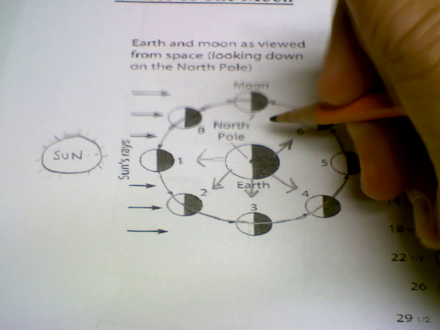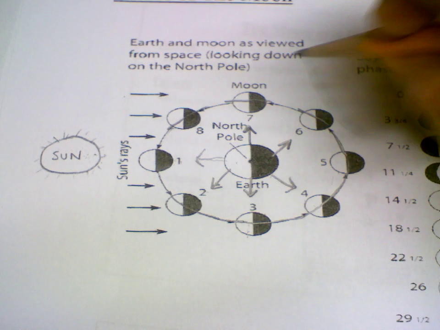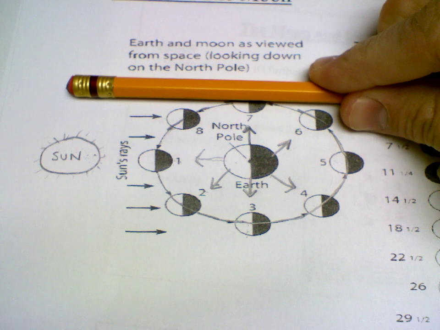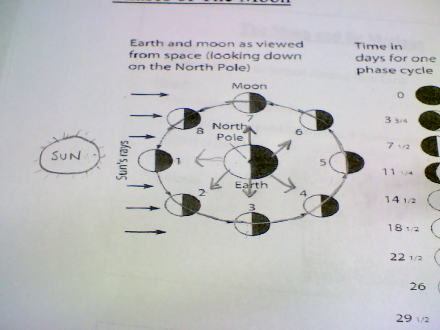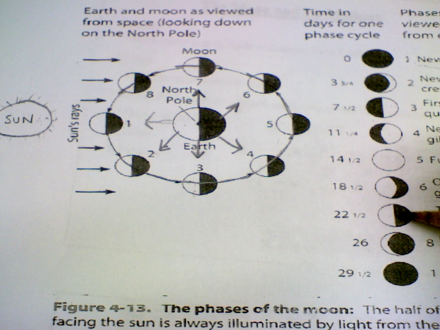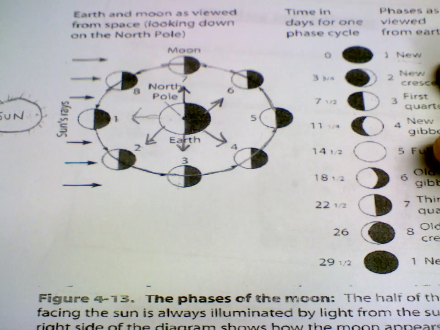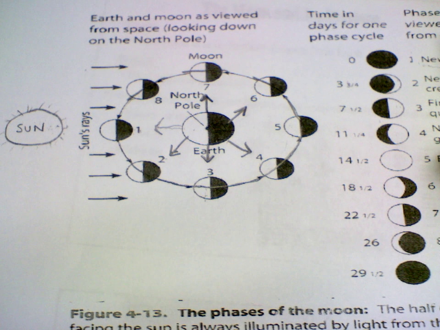And now, looking from Earth at position 7, I'm going to cover the moon, the half that I don't see. Looks 50-50. Remember, I'm only seeing a quarter. Position 7, this is called either the third quarter or the waning quarter.